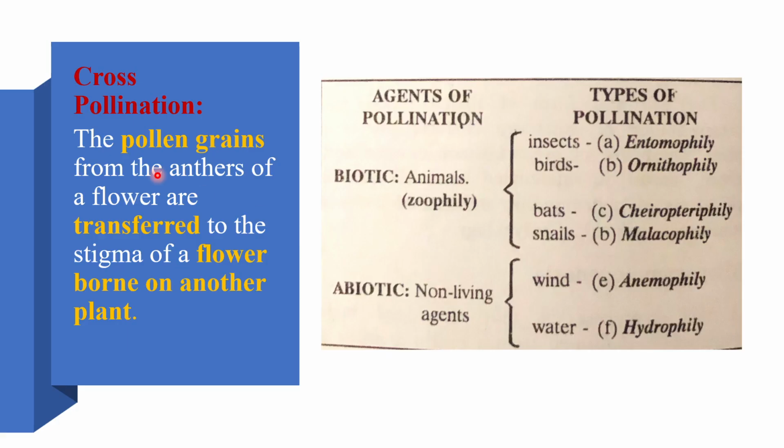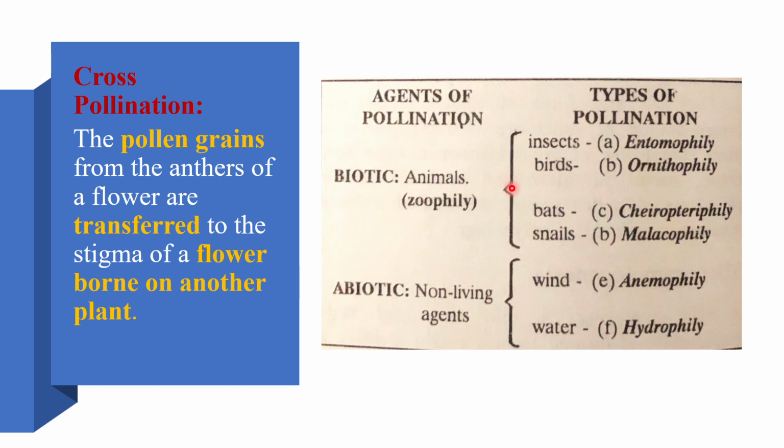Then we will go to cross-pollination. The pollen grains from the anthers of a flower are transferred to the stigma of a flower borne on another plant. In cross-pollination, two plants are involved. So the pollen grains from the anther of one plant will transfer to another plant. So an agent must be there to cause that transfer.